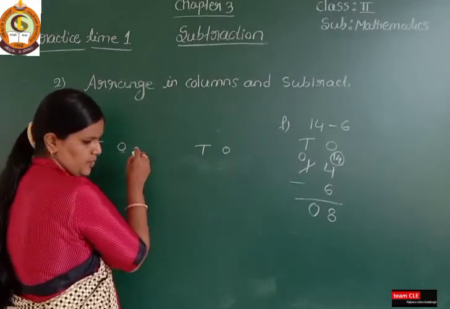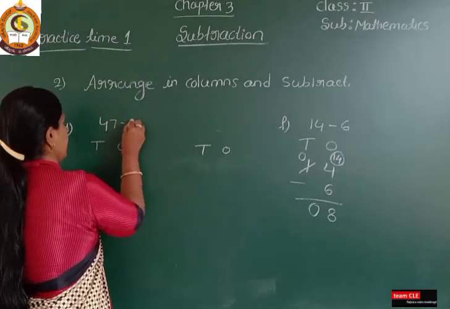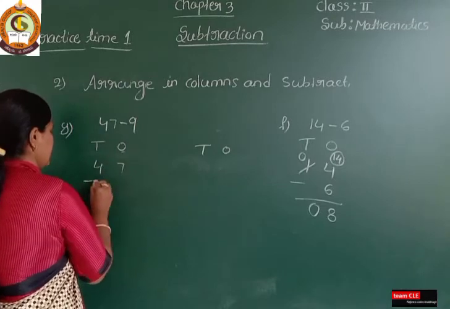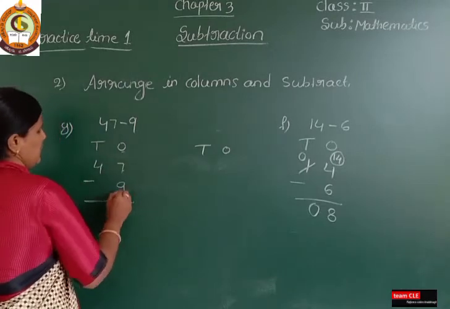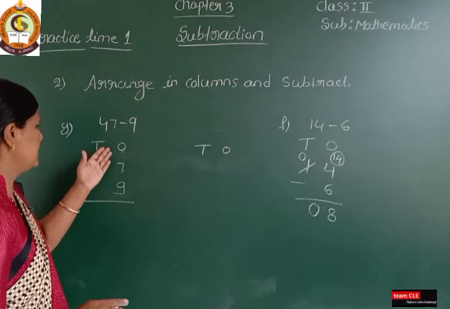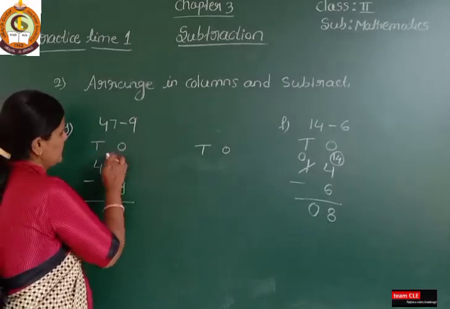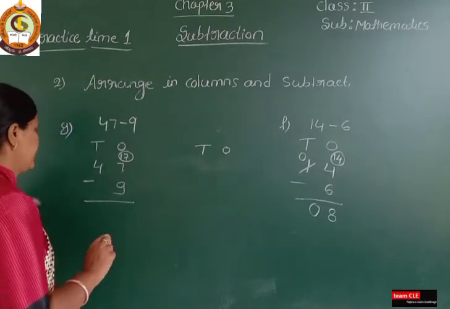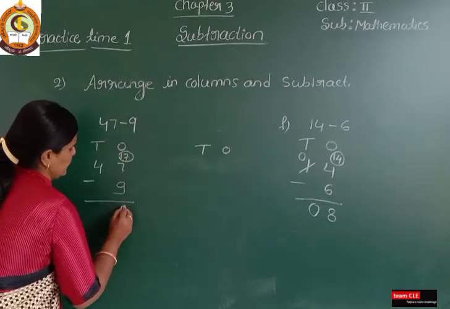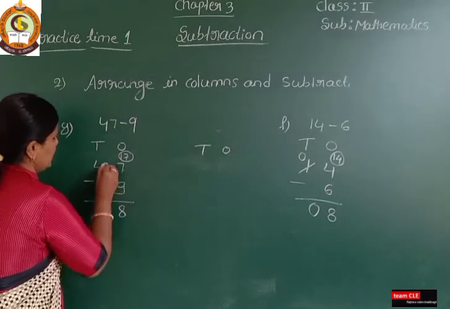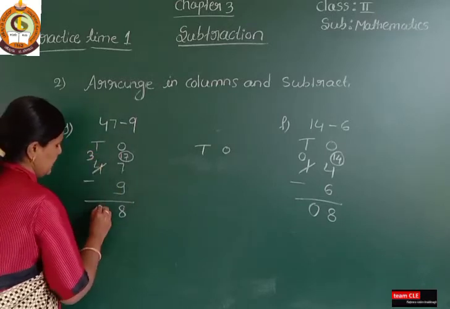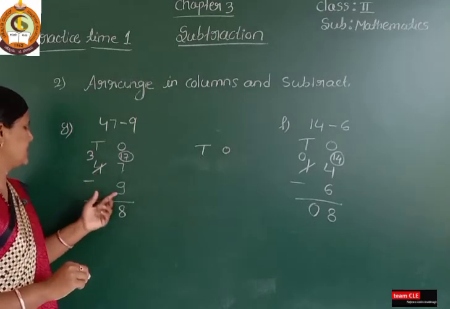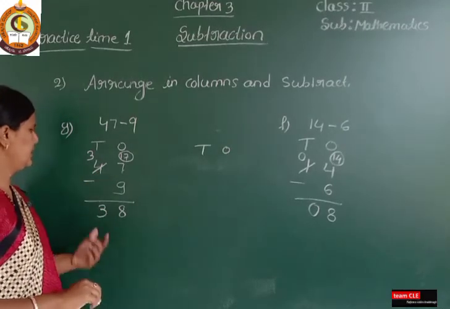G1 problem, that is 47 minus 9. 7 minus 9, which means 7 is less than 9, so you have to take one tens group. That 10 plus 7 is 17. 17 minus 9 is how much? 8. So instead of 4 here, 3 remains. That 3 you have to write here as it is. Yes, that is 47 minus 9 is equal to 38.